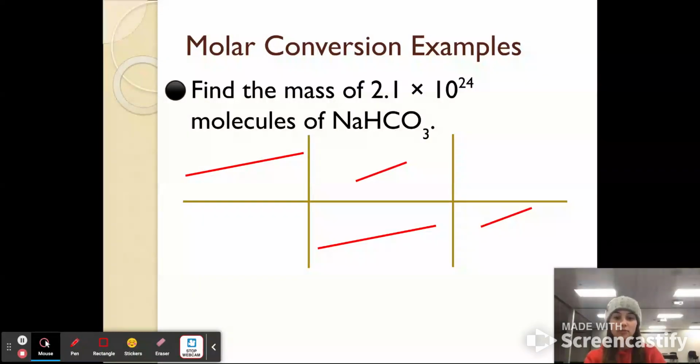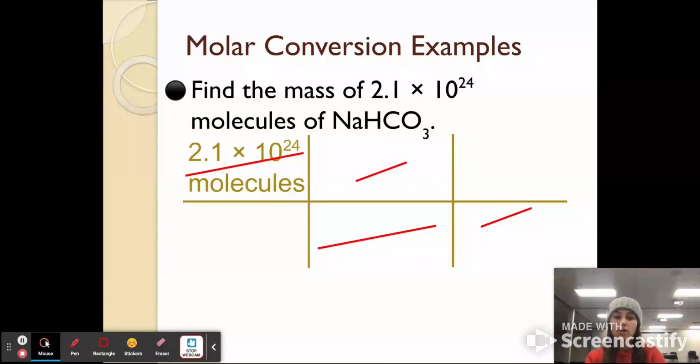What is my unknown? It's the mass, right? Beautiful. So always start by putting my known, my 2.1 times 10 to the 24th molecules, in the top left corner. So that is what we are going to do first.